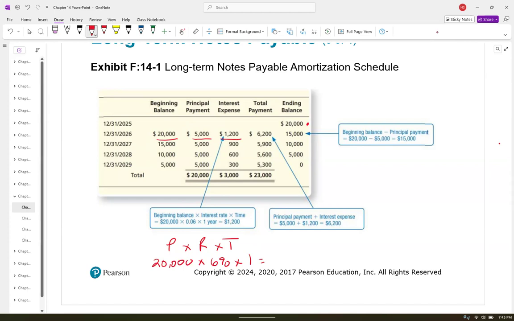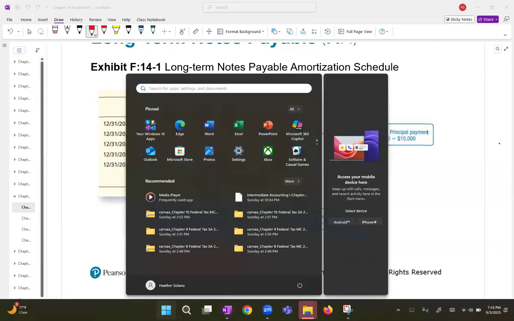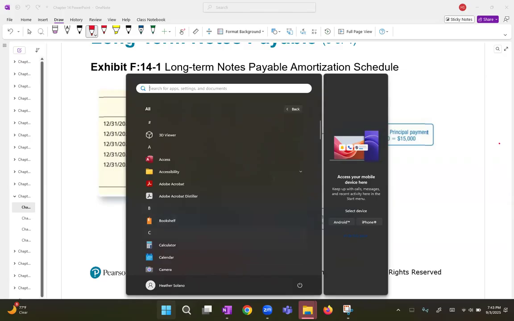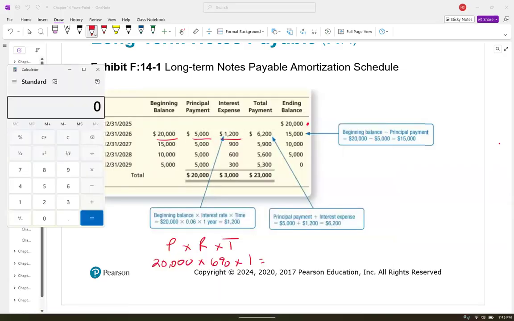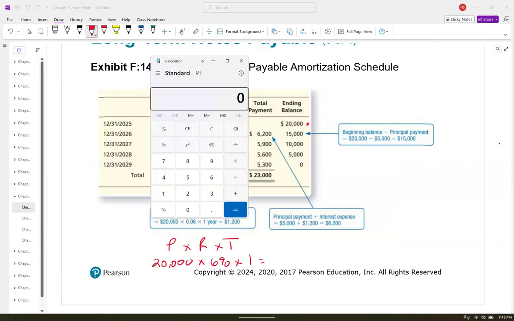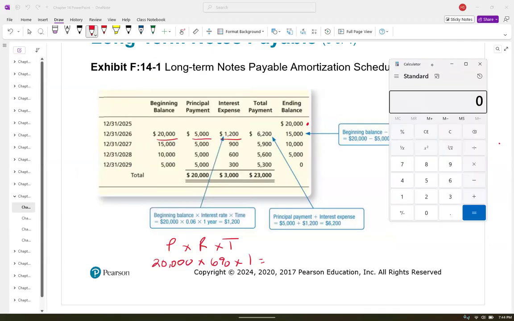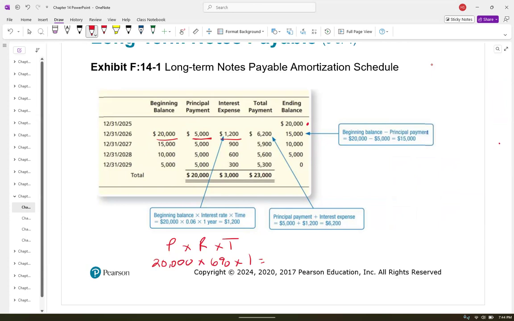I'm going to do it in the calculator, because I'm going to do the next one also in the calculator, so you can see the difference as the principal starts falling. So 20,000 multiplied times 6% is 1,200. They have to pay 5,000 on the principal and the interest at the end of each year, so they will make a total payment at the end of year one of 6,200.